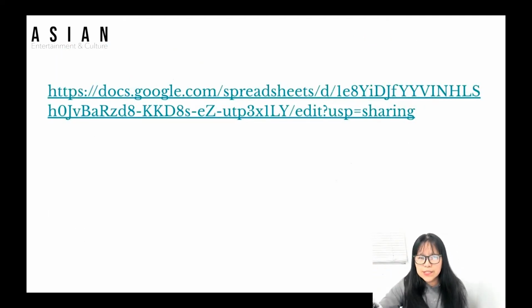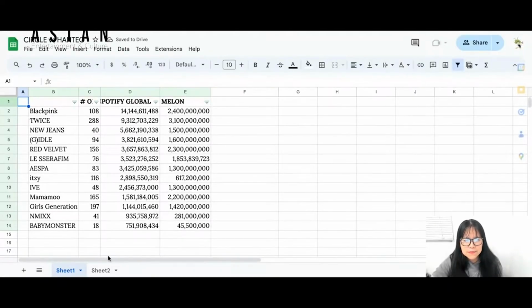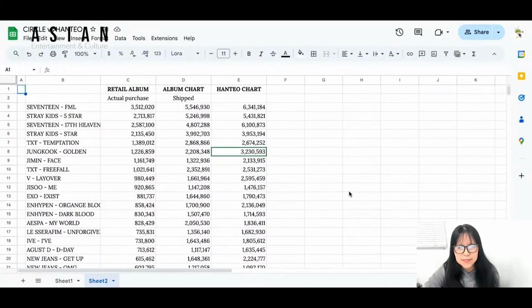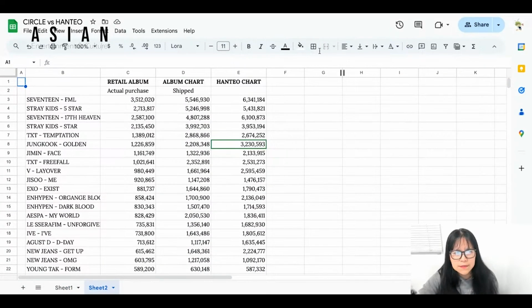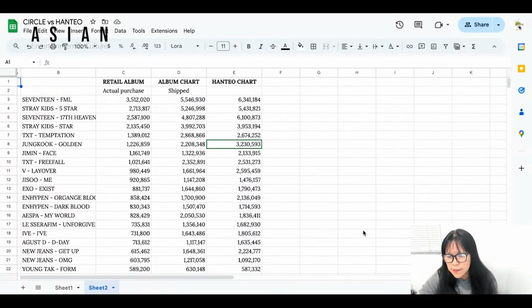Okay, so let's look at um, the actual. Is it big enough for everybody? Let me know if it is not. Is it big enough for you?